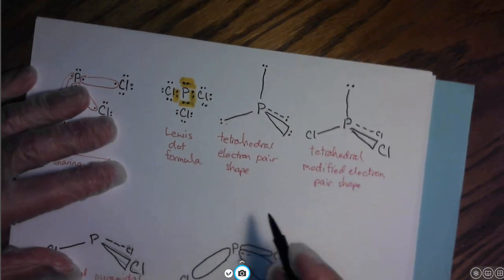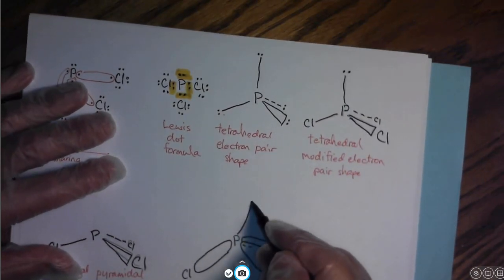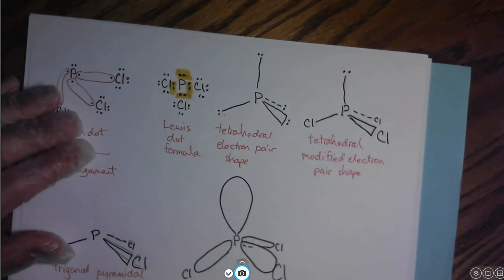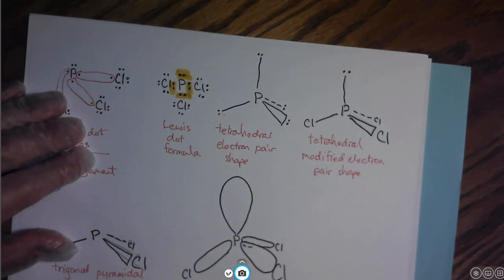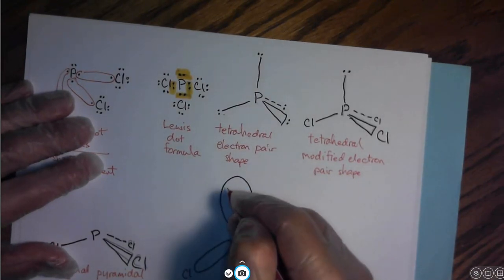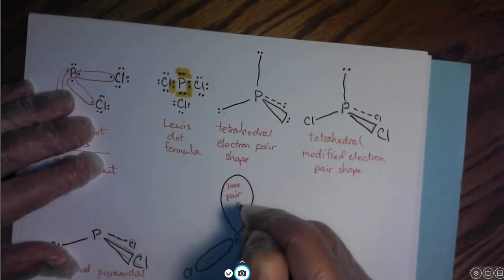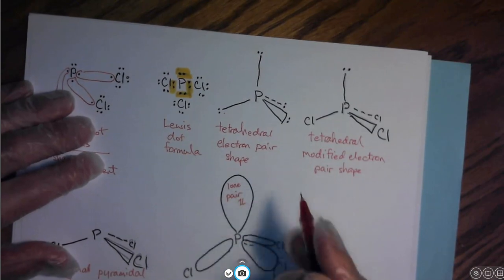With the molecular shape, you've also got to show the shape of the lone pairs. The lone pairs are going to remain in that single balloon shape we did. So this is a lone pair, and that means I have 2 electrons in here.